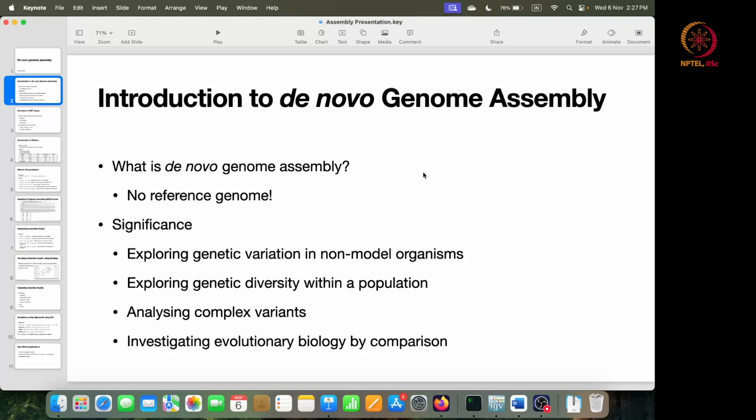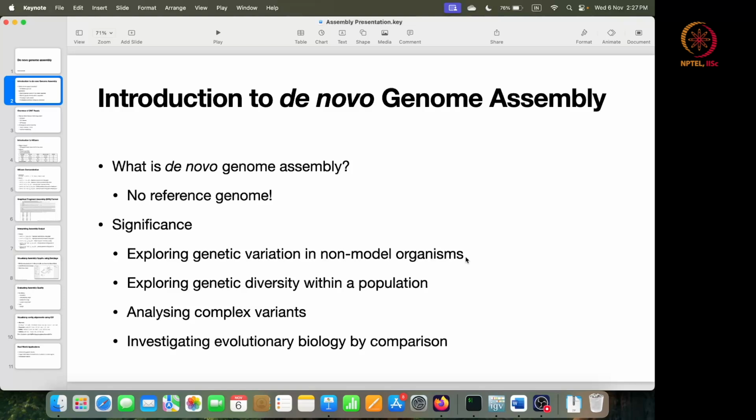However, when we are exploring non-model organisms, we need to have a method to either construct such high quality sequences or be able to infer high quality sequences from the read sequencing data itself. So, de novo genome assembly involves reconstructing the genome of an organism from its read sequencing data without using a reference genome.